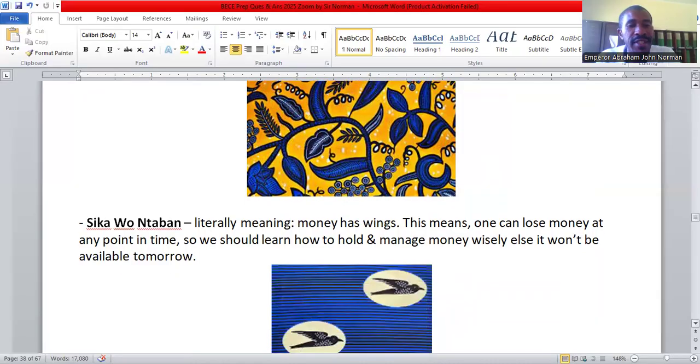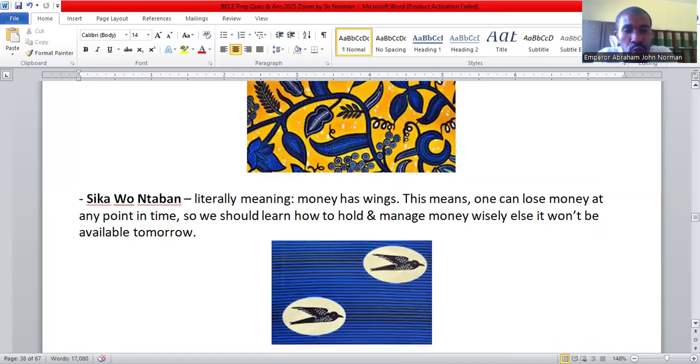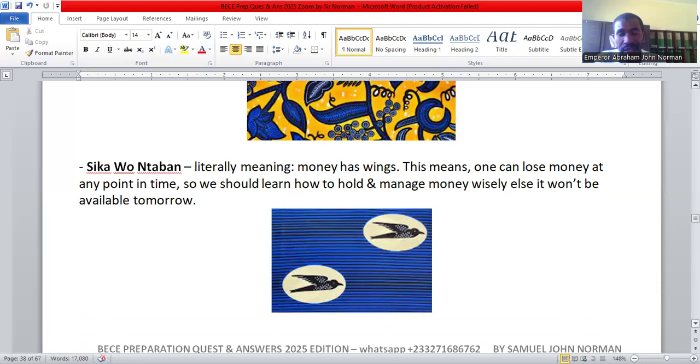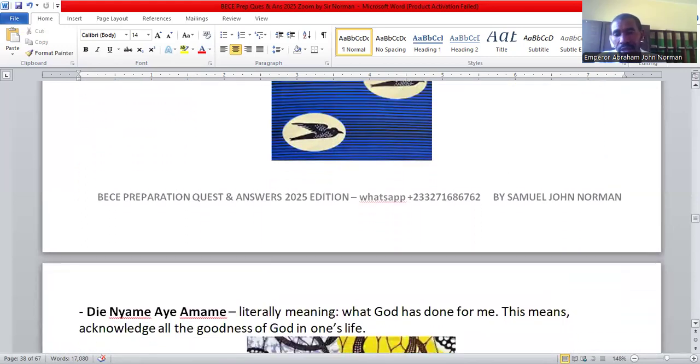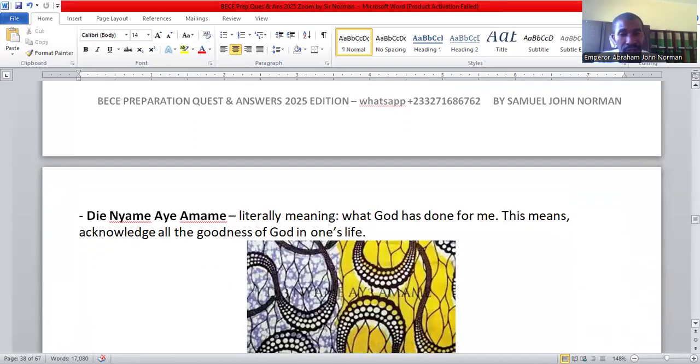Then we have Sika wo Ntaban, which literally means money has wings. This is trying to tell us that one can lose money at any point in time. So we should learn how to hold and manage money wisely, else it won't be available tomorrow. You can see lines, and some oval shapes with a flying dove in the oval shape or circles. That is how the Sika wo Ntaban fabric looks like. So anytime you have money, please learn how to use money wisely. Otherwise, your money will get finished, and you need to find another money again.